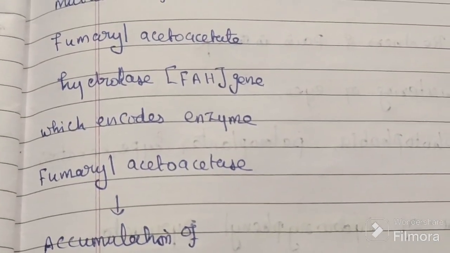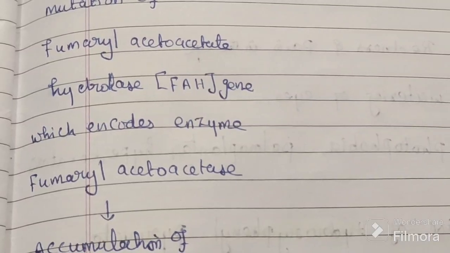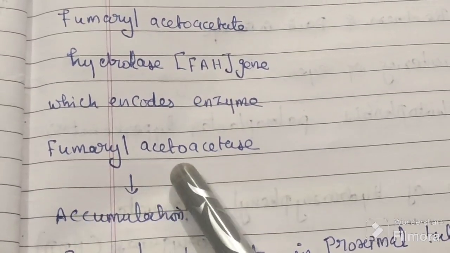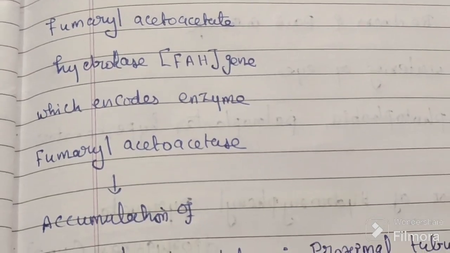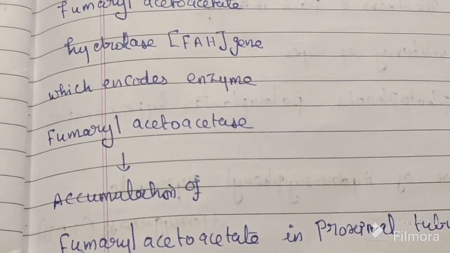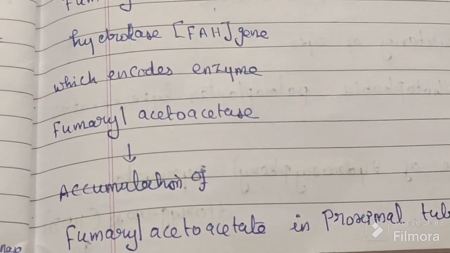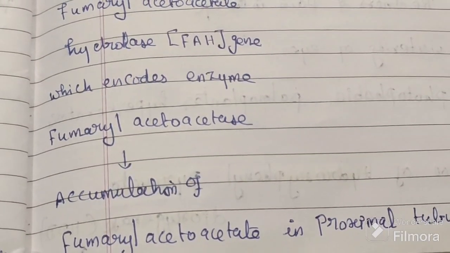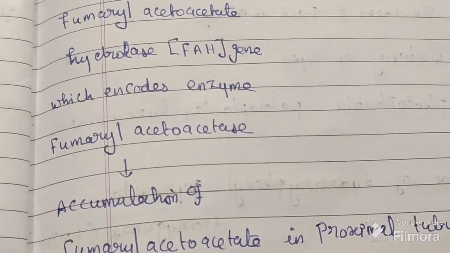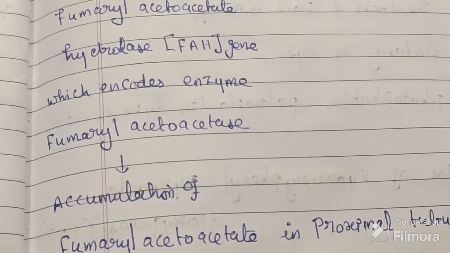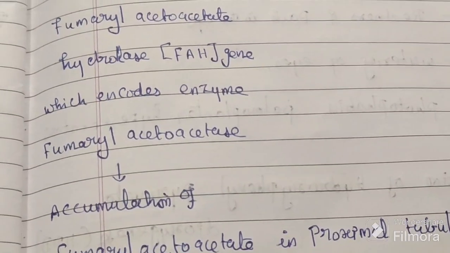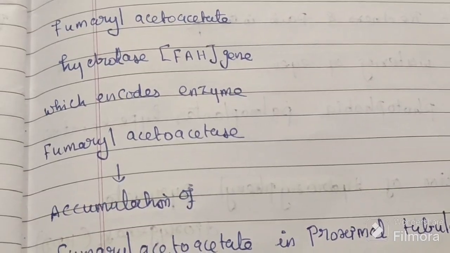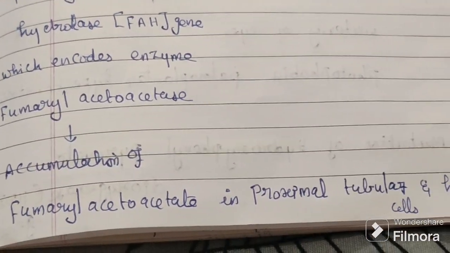The enzyme fumarylacetoacetate hydrolase is encoded by the gene, and its deficiency results in the accumulation of fumarylacetoacetate in proximal renal tubular cells and hepatocytes.